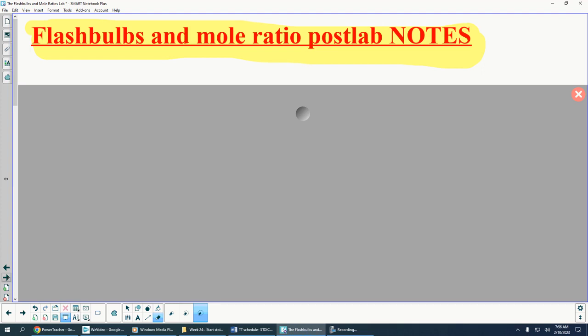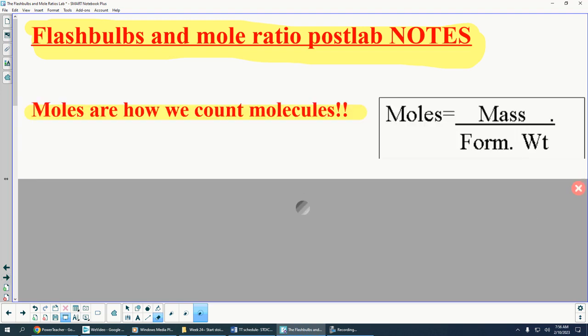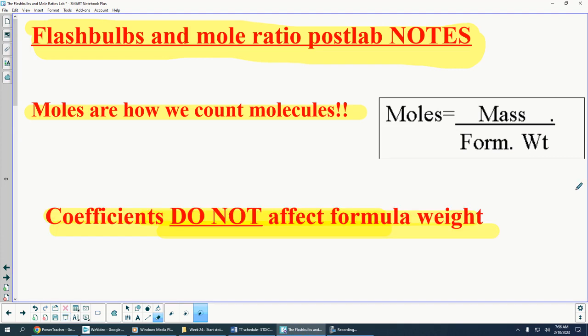All right. I don't even know that you have to write this whole title, but one of the last two things you should have is information that says moles are how we count molecules. You should have the words moles equal mass over formula weight. And the last thing we wrote is that coefficients do not affect formula weight. We're going to talk about coefficients a little bit more today. These things are already in your notebook. We're starting right after that line.